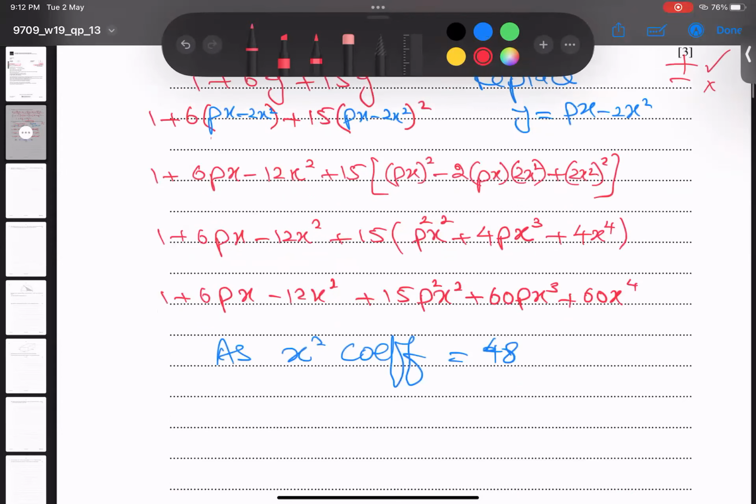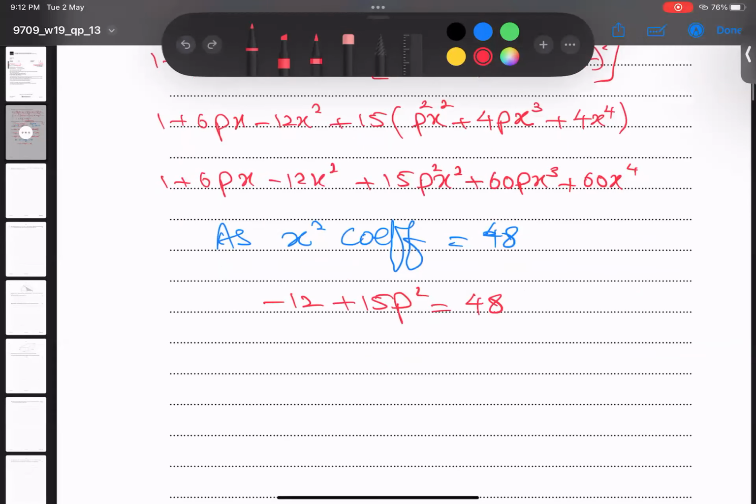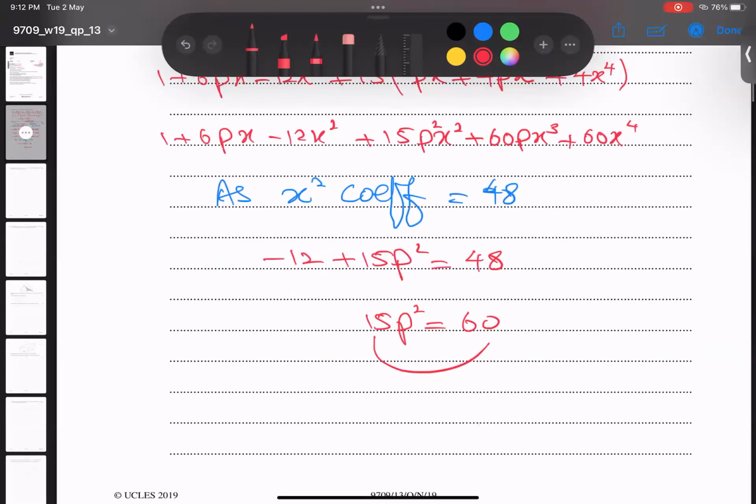So I'm writing here negative 12 and plus 15p to the power 2. Look, I leave x square. I have taken these values, it's called coefficient, and equal to 48. 12 goes there and I get 15p to the power 2 equal to 60. 60, 15 divide down, I get 4. Take the root of both sides, I get plus and minus 4. And as he said, not negative but positive, so I will take p equals 2.